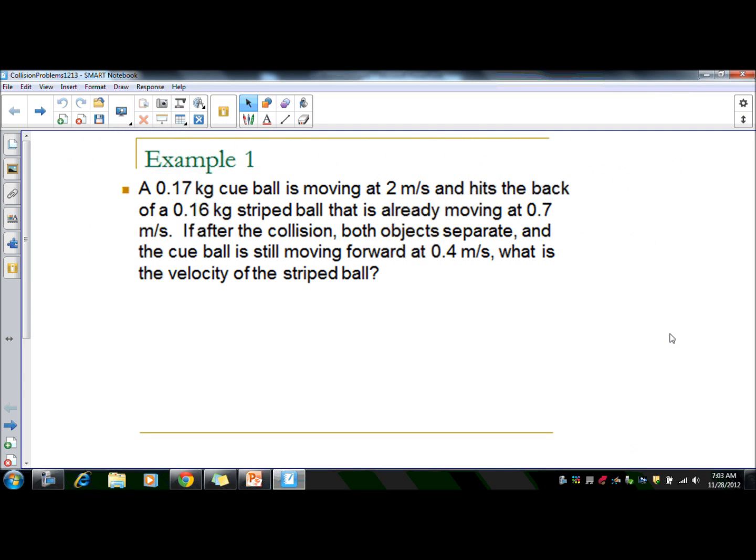So why don't we try an example using our new equation. In this example, we have billiards. We have a cue ball, and then there's a striped ball. It says a 0.17 kilogram cue ball.